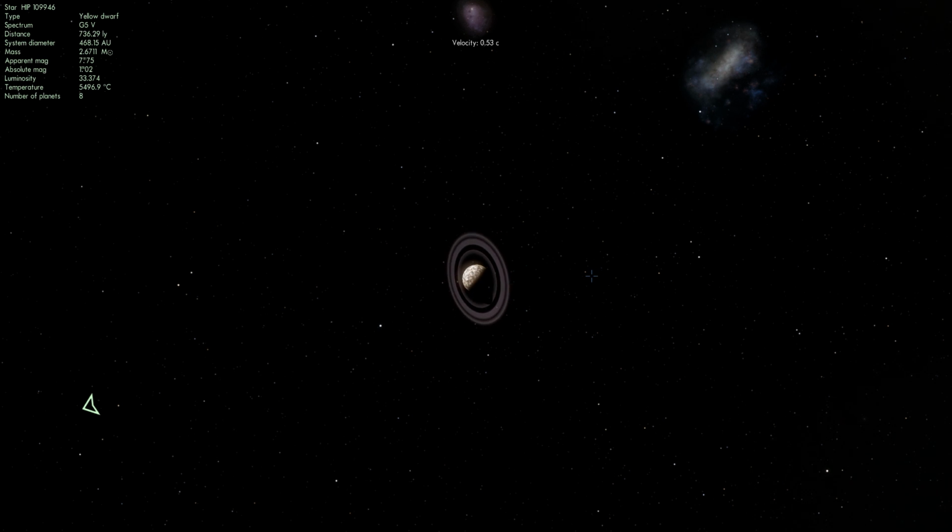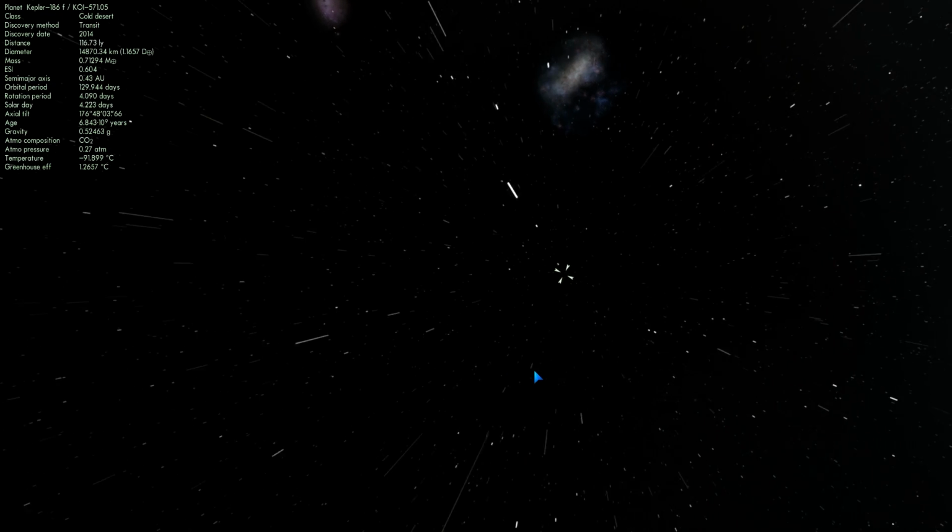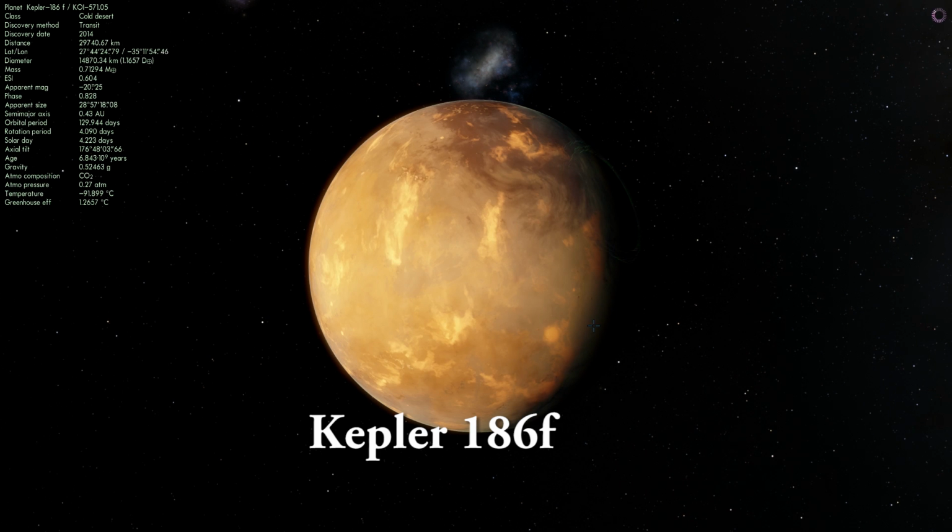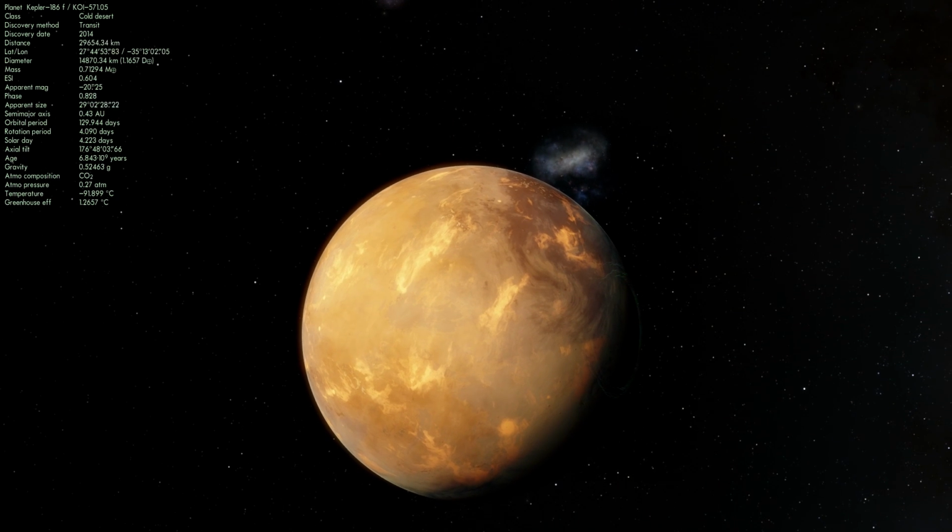This is Kepler-186f. Now this Kepler system has quite a lot of planets around it, but it's this one in particular that's of interest to us.